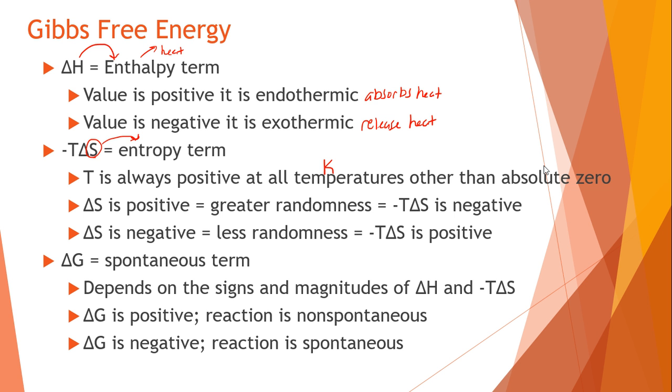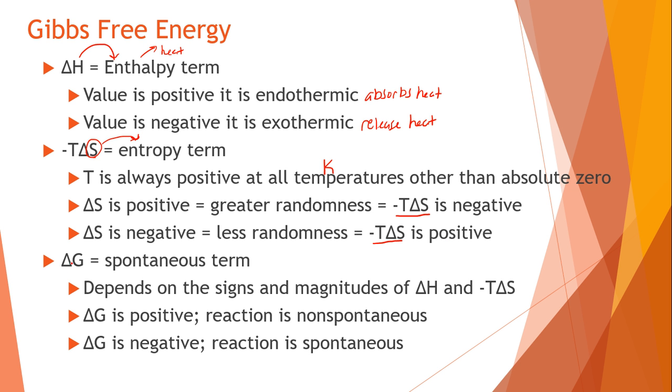We can look at the entropy value two ways. You can look at just the delta S value. If that is positive, we have more randomness. If it is negative, it is less randomness. The other value you can look at is negative T delta S, and it's going to be the opposite of what you think. If you have a negative value for negative T delta S, that's greater randomness. If you have a positive value, that's less randomness.